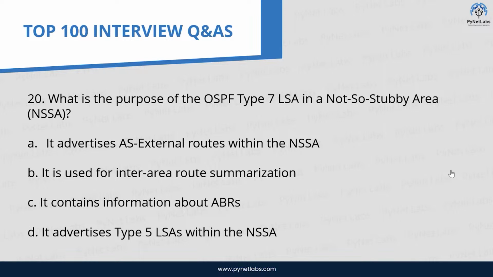Yes, guys. So the correct answer for this question is option D, which says it advertises the type 5 LSA within the NSSA. Basically, the purpose of type 7 LSA in a not so stubby area is to bring the external routing information into the NSSA, while maintaining some level of isolation and control within that particular area. Once these type 7 LSAs reach the ABR, they are translated into type 5 LSAs to be propagated throughout the OSPF domain.